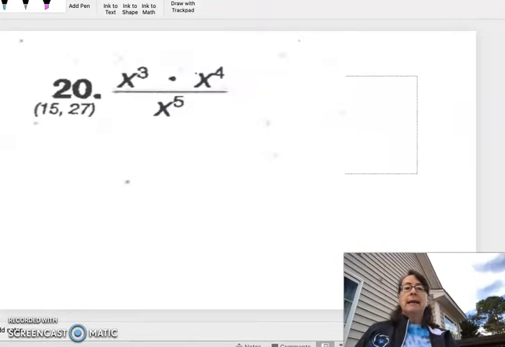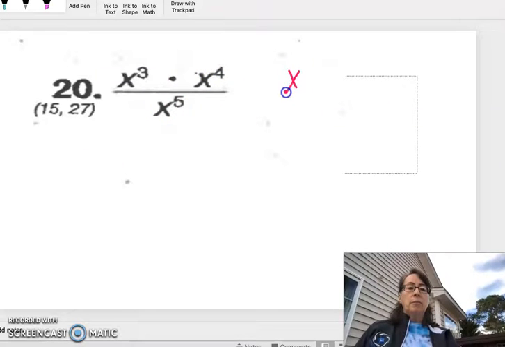And lastly, we have x cubed times x to the 4th is x to the 7th, divided by x to the 5th. When we divide, we subtract the exponents and we get x squared. And we are done.